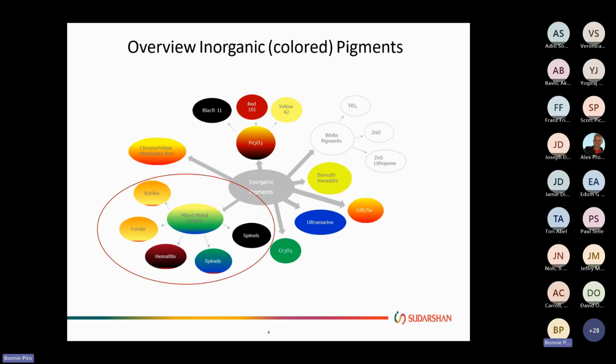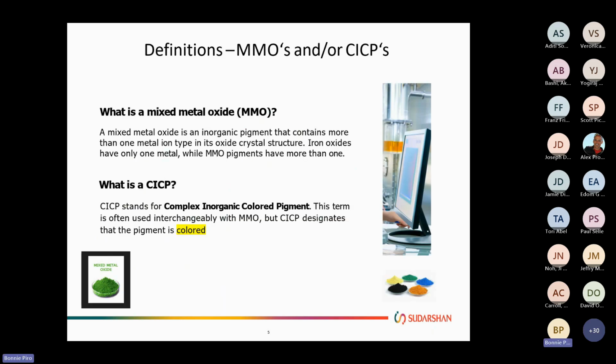For those that are more visual, like myself, I just wanted to give you a feel for how CICPs fall into the full inorganic space. So we have the mixed metal oxides, which is the overall category, and then the CICPs are a subset of mixed metal oxides. And really, as I mentioned, the general category is mixed metal oxides, and the key there is that there are two or more metals in the oxide crystal.